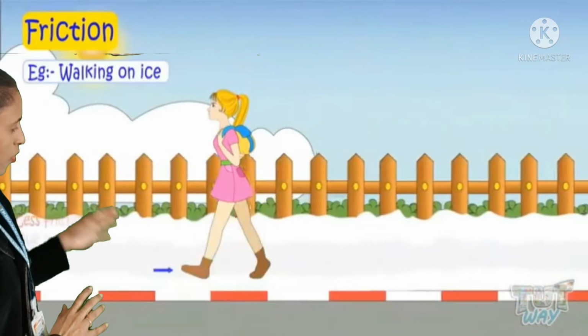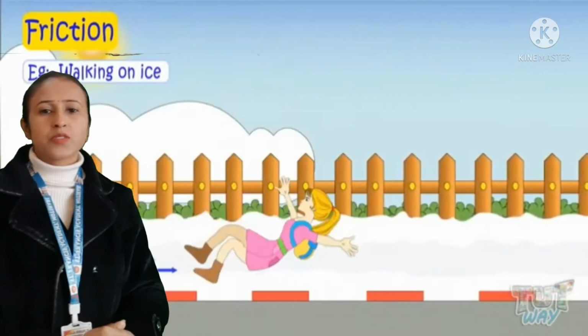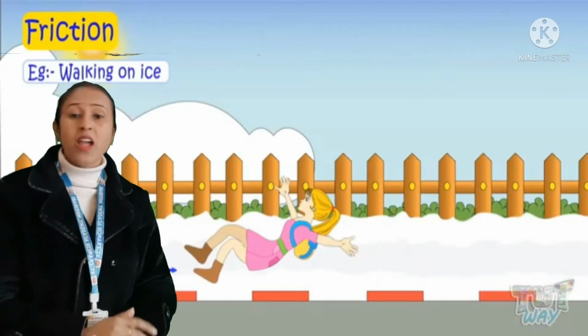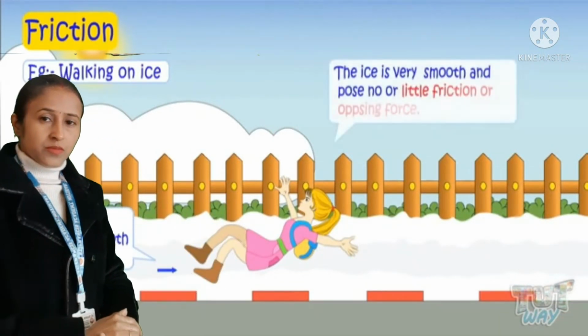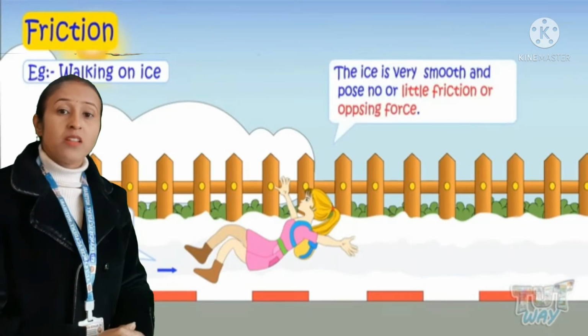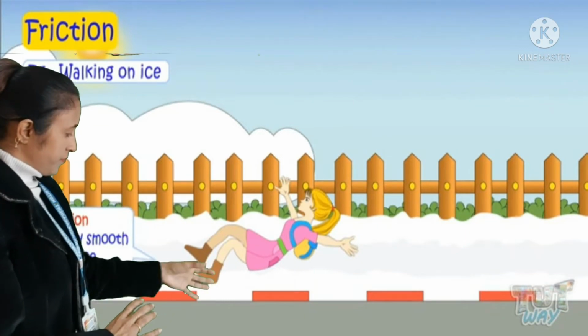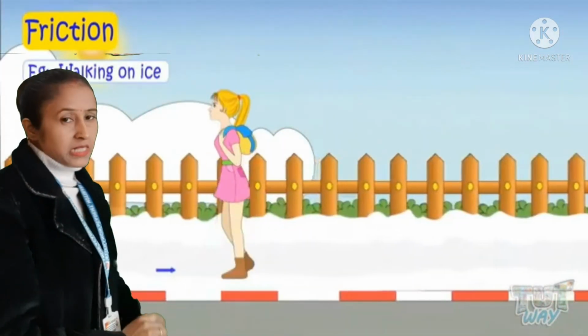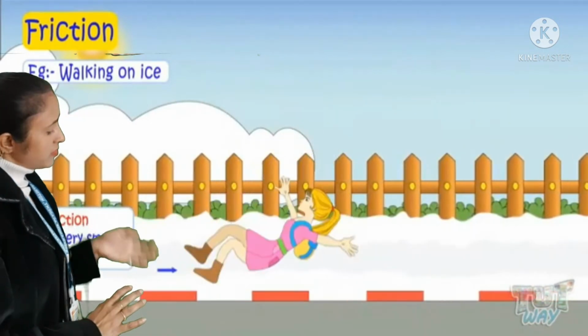After that, look at that girl. That girl walks on the snow. All of you know that snow is very slippery. Why? All the people just slip down. Because of the less friction. The snow has very little friction. So that girl fell down.